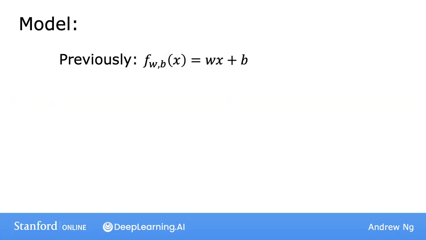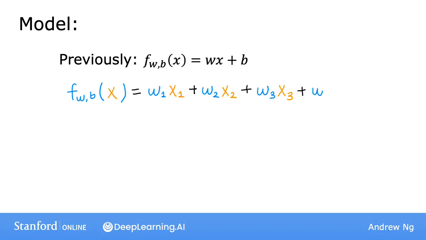Now that we have multiple features, let's take a look at what our model would look like. Previously, this is how we defined the model, where x was a single feature, so a single number. But now, with multiple features, we're going to define it differently. Instead, the model will be f_w,b of x equals w1x1 plus w2x2 plus w3x3 plus w4x4 plus b.